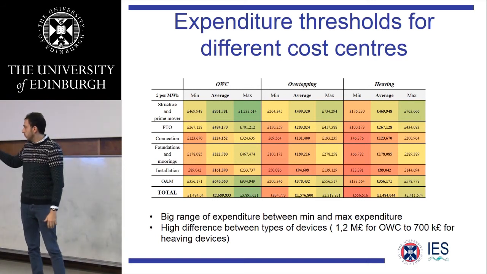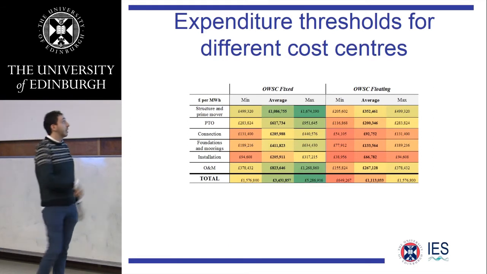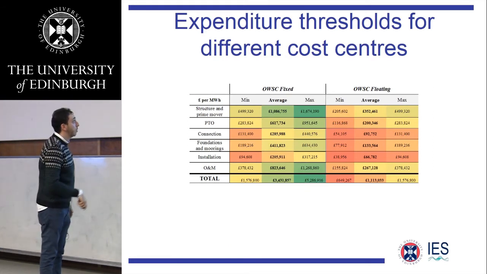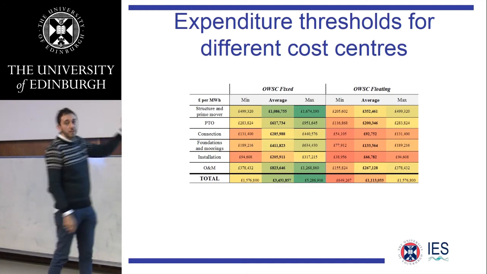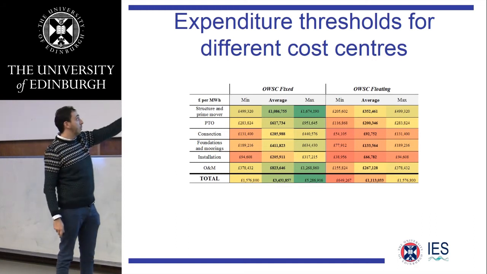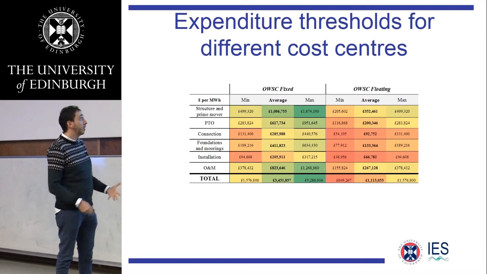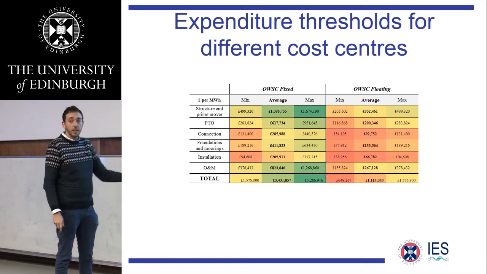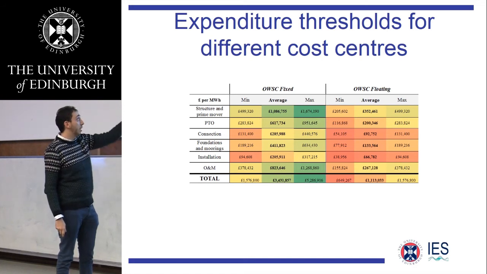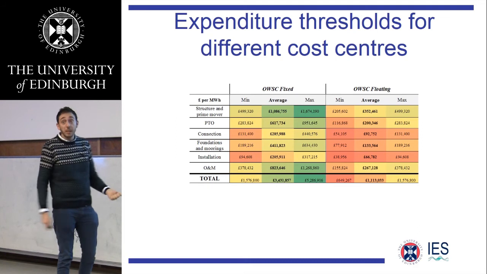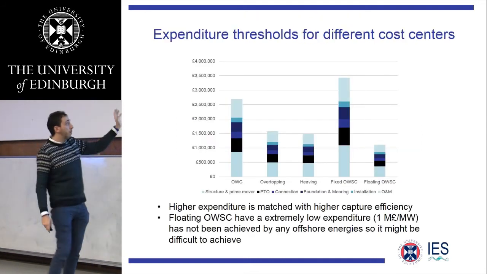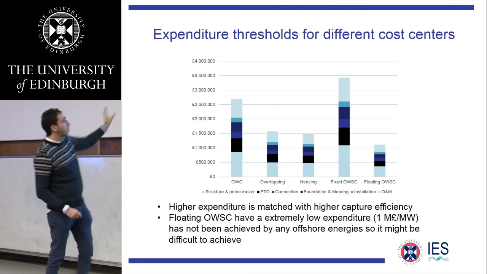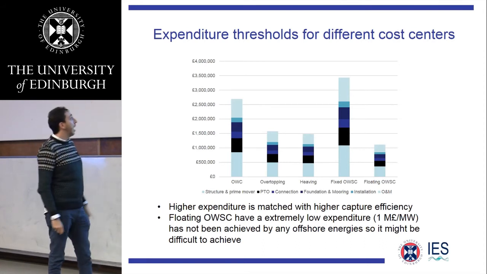In the next slide, we can see the other 2, oscillating wave surge converters and oscillating wave surge converters floating. As you can see here, the difference is even higher. For the floating devices, we have around 300,000 pounds to spend on the structure, while on the fixed, we have around 1 million. That's quite a big difference. So if we put all this data together and we compare them on a chart, this is what we get.